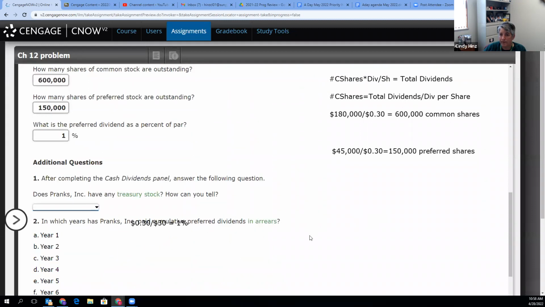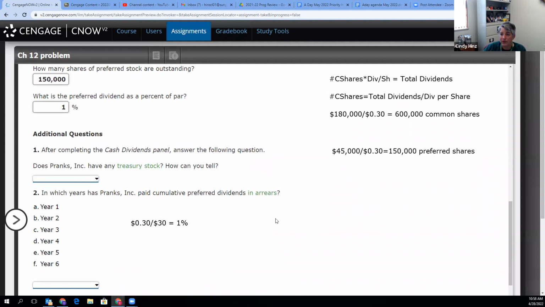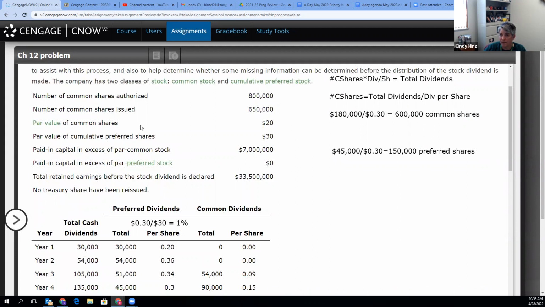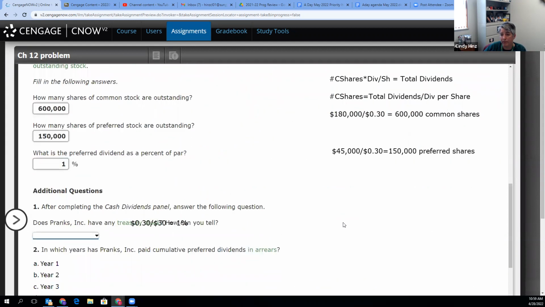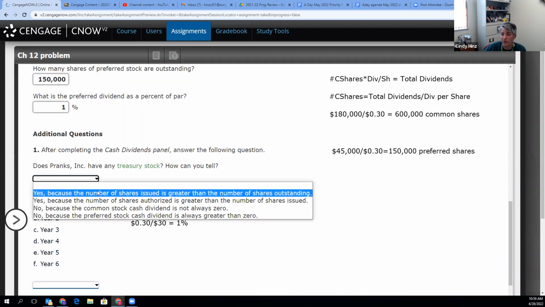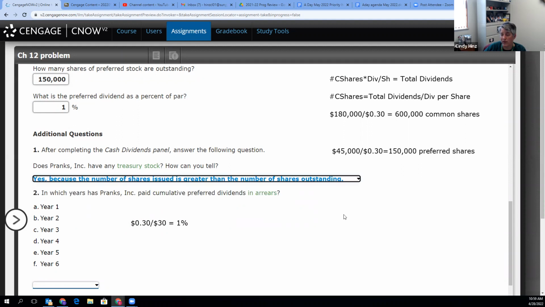The next question. After completing the cash dividends panel, answer the following question. Does Pranks Incorporated have any treasury stock? How can you tell? I already answered that without realizing there was a question down at the bottom. So we have 650,000 shares issued, but we have established that there are only 600,000 outstanding. And so the difference between the number of shares issued and outstanding is the treasury stock. And so that would be the answer, yes, because the number of shares issued is greater than the number of shares outstanding.